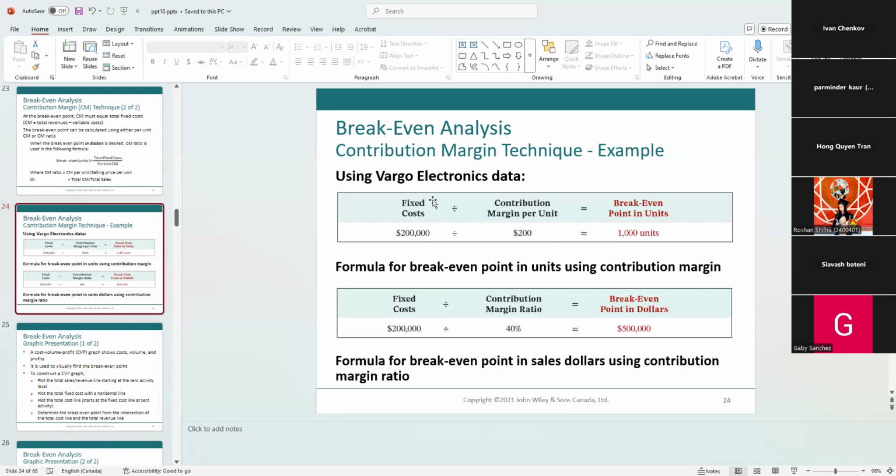Let's see how we're going to calculate it by the formula method. Fixed cost divided by contribution margin per unit is going to give you the number of units. Fixed cost divided by contribution margin ratio is going to give you the break-even point in dollar amount. Those are the only two formulas that you're going to need for your quiz too.